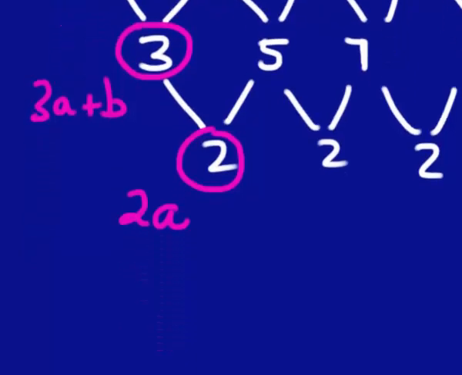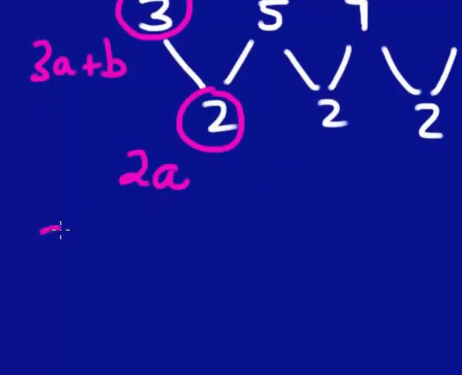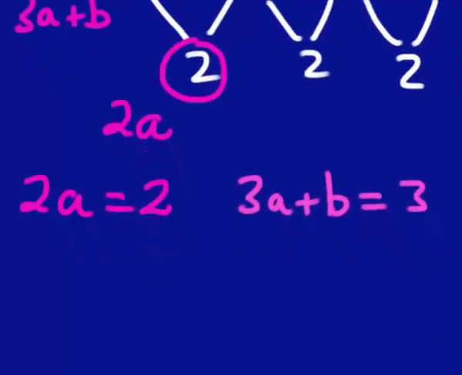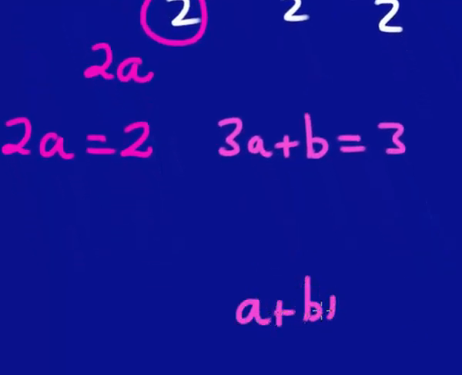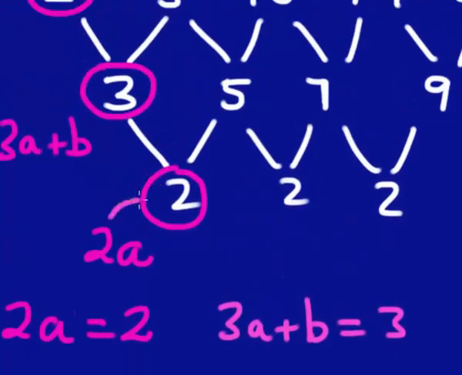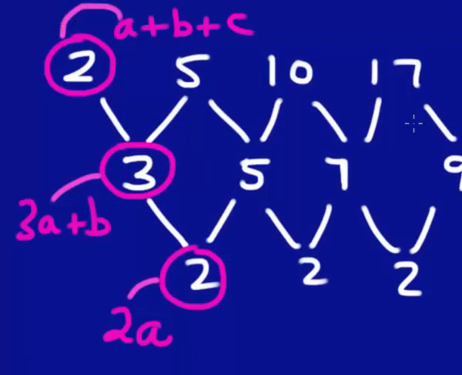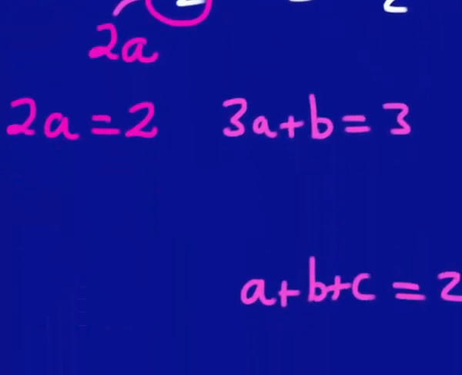So how did we approach getting the general term? Well, remember we said 2a is 2. And then also 3a plus b was equal to 3, and a plus b plus c was equal to 2. So we equate all of those. This 2a is 2, 3a plus b is 3, and a plus b plus c is 2. It's a quadratic pattern.